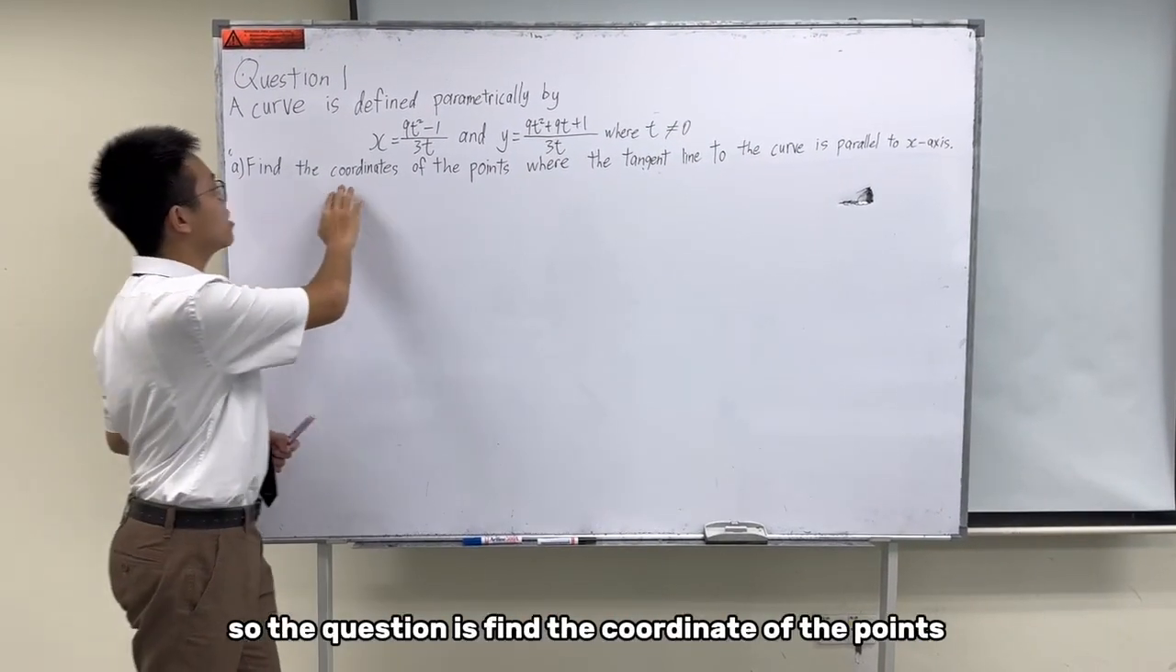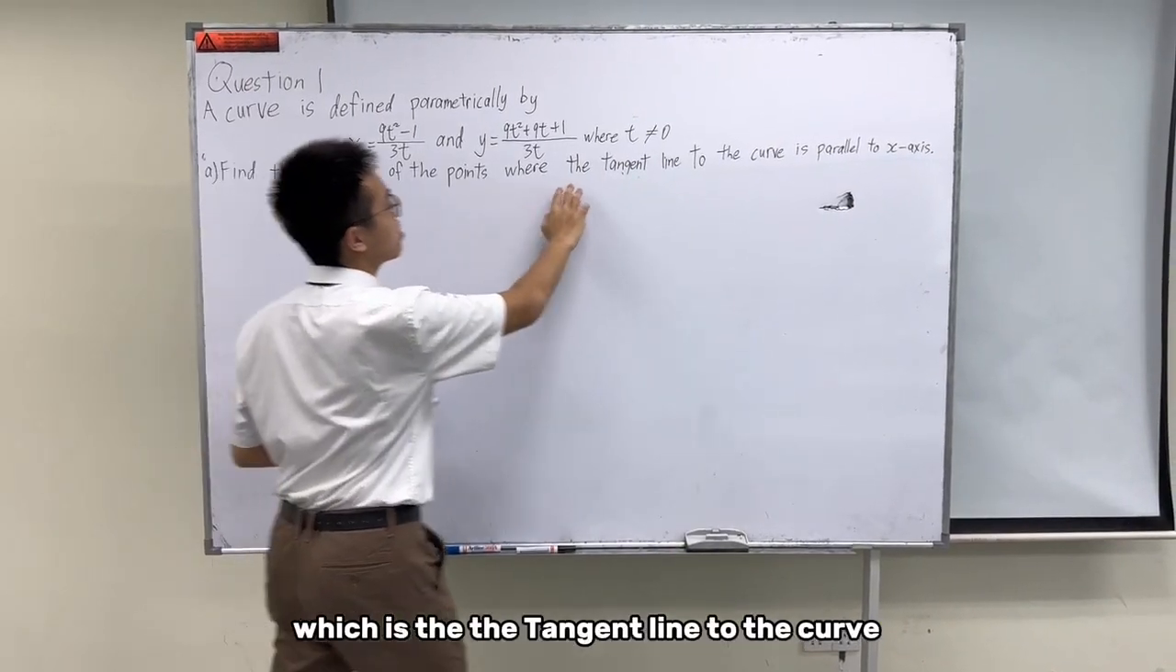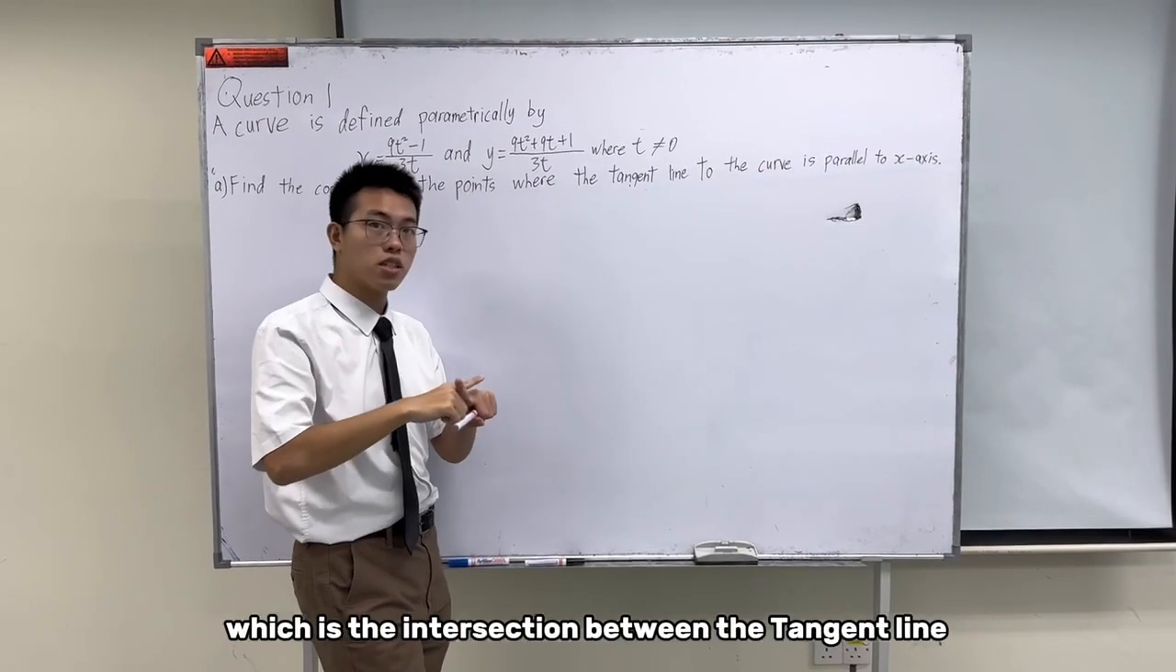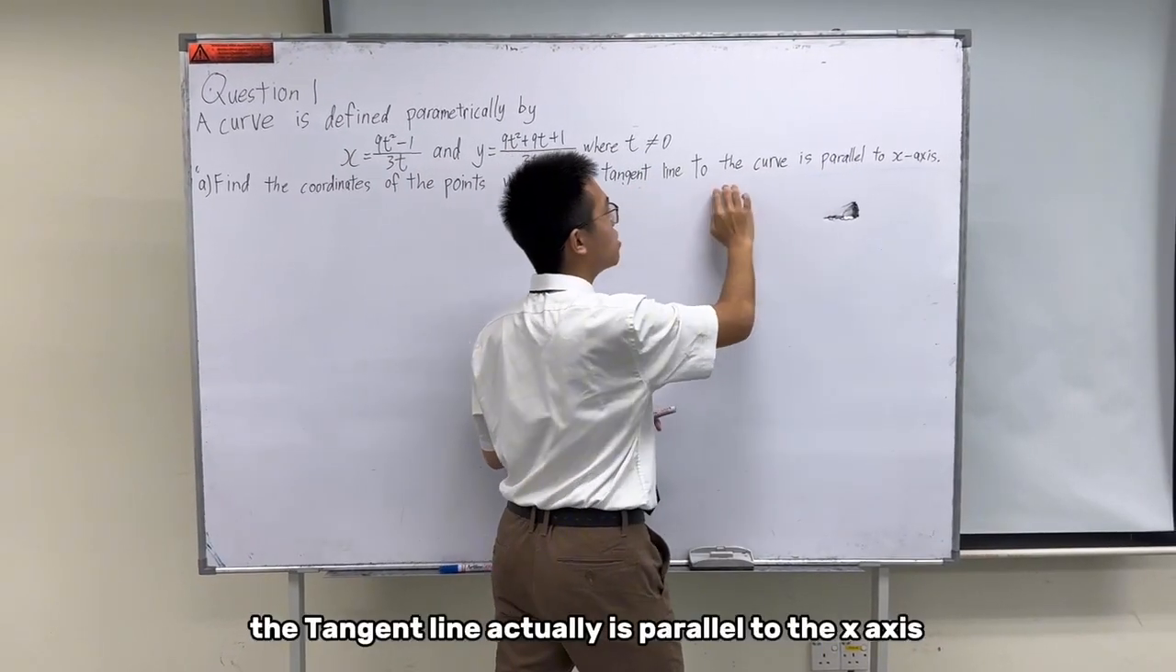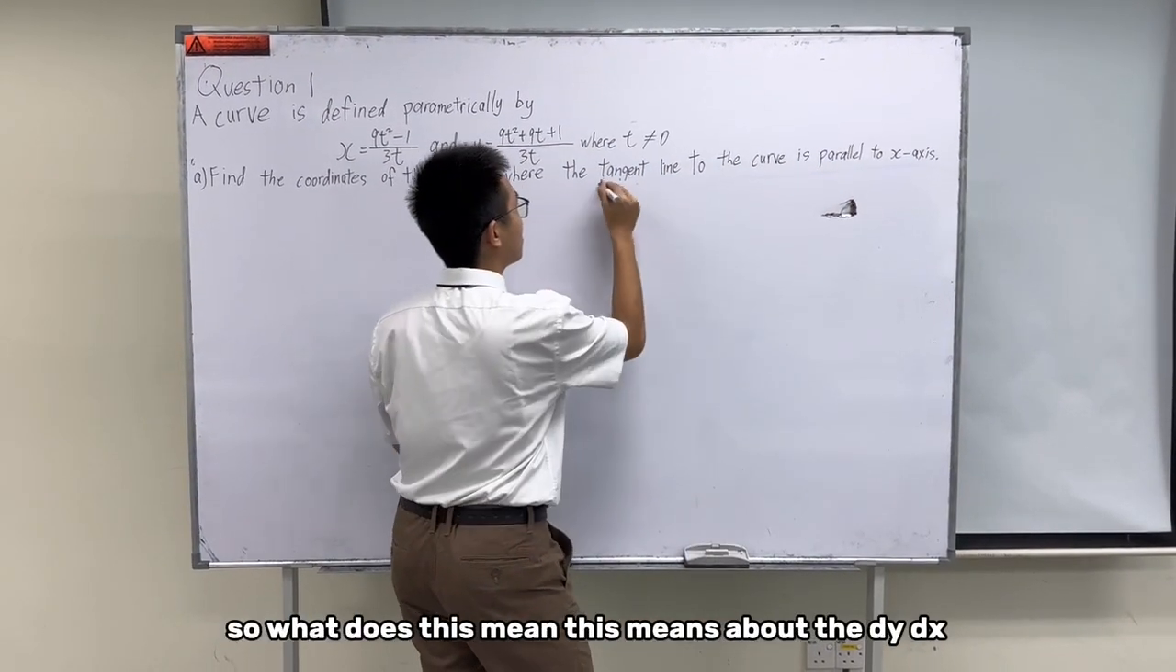So the question is find the coordinates of the points where the tangent line to the curve is parallel to the x-axis. So what does this mean?